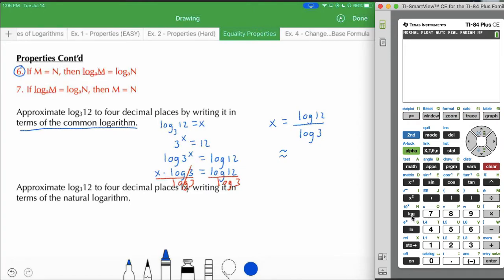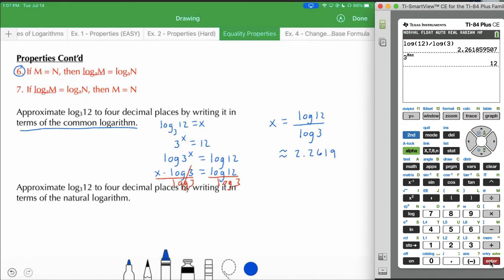So on your graphing calculator, here's your log button. So if I do log of 12 divided by log of 3, I end up with approximately 2.2619 for the value of this logarithm. Okay, and I can check this very easily. We're saying 3 raised to this power of 2.2619 is exactly 12.